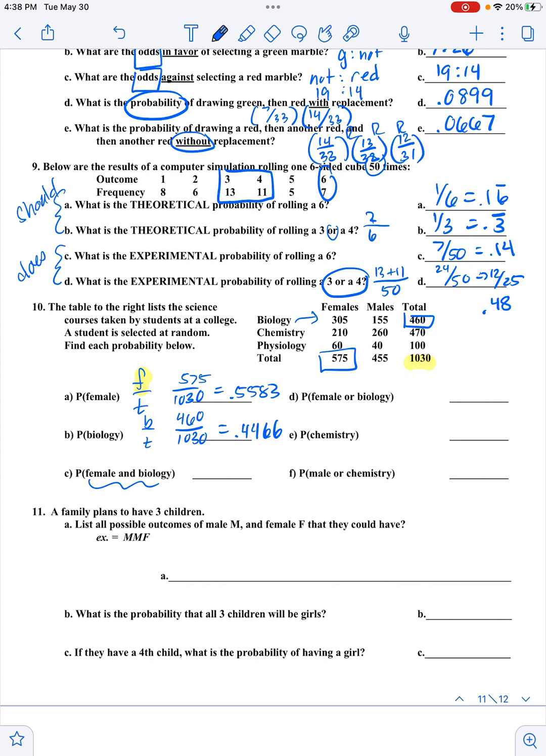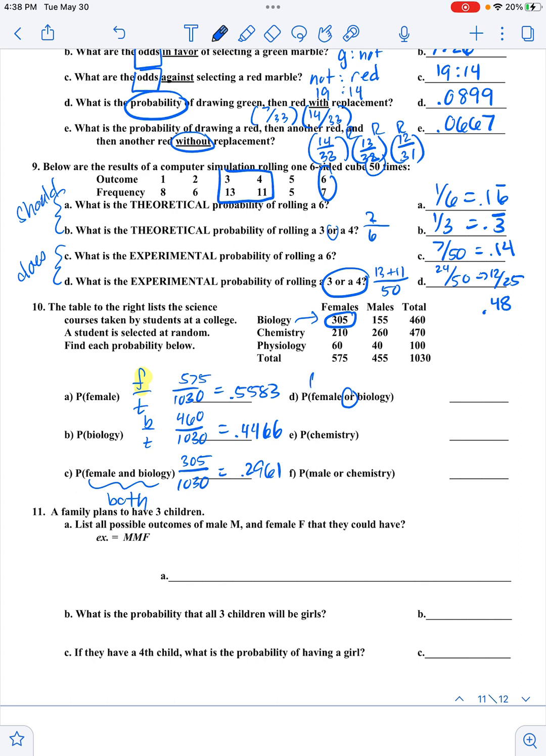Here, female and biology means they have to be both. So let me kind of erase what I have going on here. In order to be female and biology, that's only 305 out of our complete total of 1030. And so that turned into 0.2961.